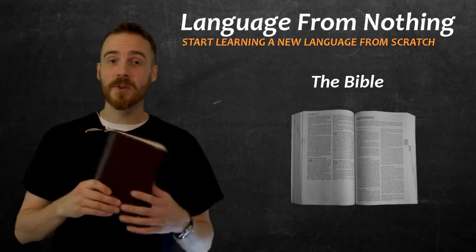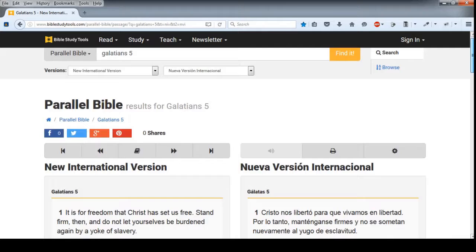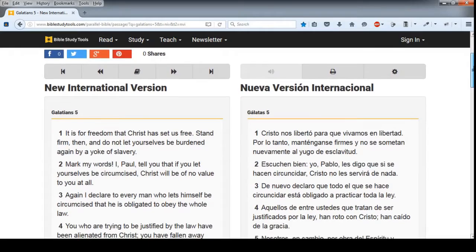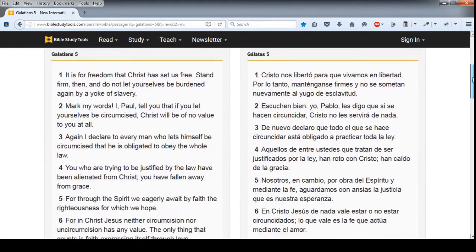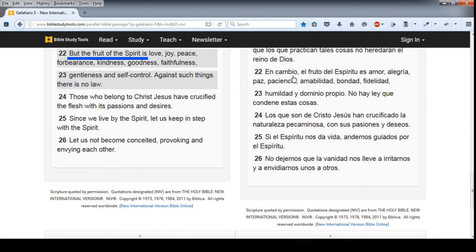The Bible is also another great resource, not only for your soul, but also for your language learning, as there are many bilingual versions called parallel translations that have 2 languages side by side on the same page. This example comes from Galatians 5:22, talking about the fruit of the Spirit.